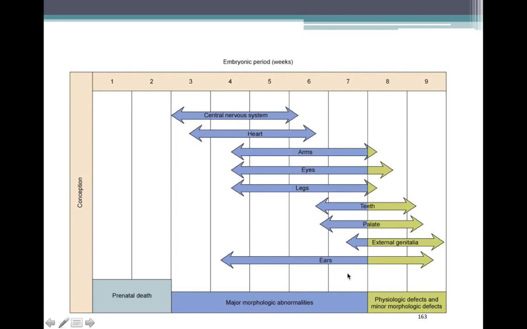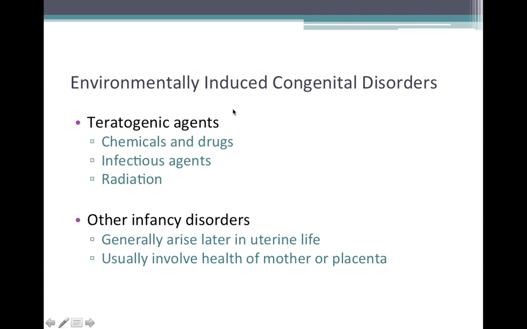So let's say a pregnant mother were exposed to some sort of teratogen, like an excessive amount of radiation, and you knew what week they were at in terms of their gestational development. You can make pretty good predictions about whether the fetus's legs would be more affected or whether their central nervous system would be more affected. Now, some different teratogenic agents can be chemicals or drugs.